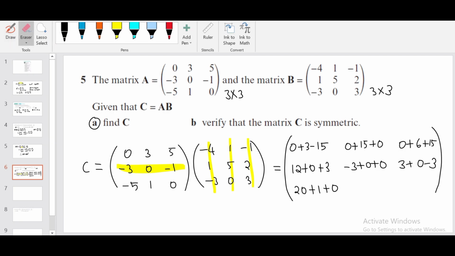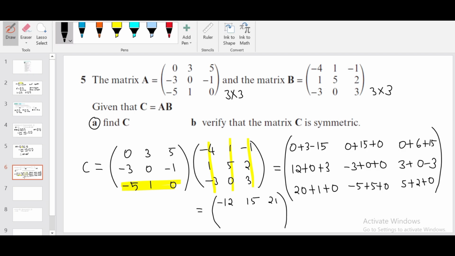0. That means I'm taking the third row now, third row times second column, which is minus 5 5 0, and then 5 2 0. So the answer is going to be minus 12 15 21, 15 21 minus 3 here, 0 here, 0 here, 7 here. Right? You understand this multiplication, right? No doubt here? It's just like 2 by 2, the same method, but just long.